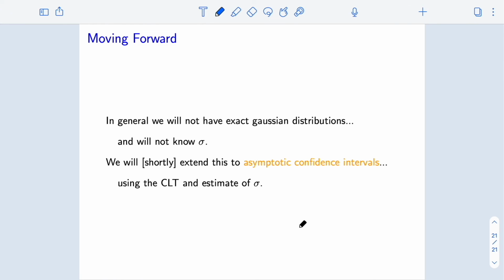So again, moving forward, we will generally not have exact Gaussian distributions and won't know the standard deviation, so we're going to have to do some asymptotic work there. We're going to have to define what an asymptotic confidence interval is, and then we're going to have to see how we can construct those. We're going to motivate things based on what we just saw for Gaussian random variables. And we're going to see that the central limit theorem and Slutsky's theorem applied to an estimate of our standard deviation will help us basically return to the same calculation and idea.